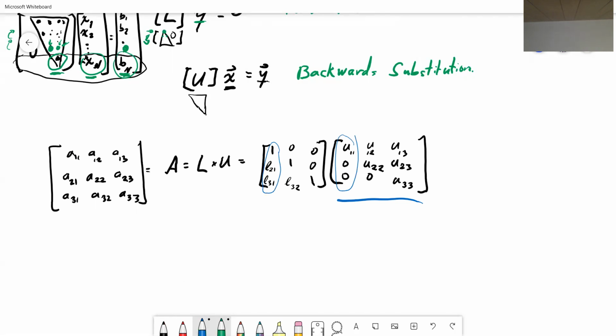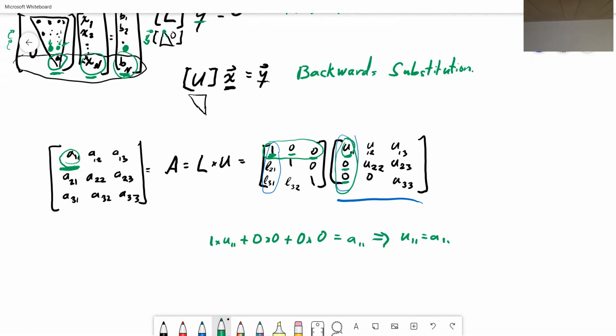Let me change the color to green this time. We know that if we multiply the first row by the first column, we'll get the element in the first row, first column of A. So that means if we multiply 1, which is this guy, times U11, plus second element 0 times second element 0, plus third element 0 times third element 0, that is equal to row 1, column 1 of A, so A11. So this simply means U11 equals A11.